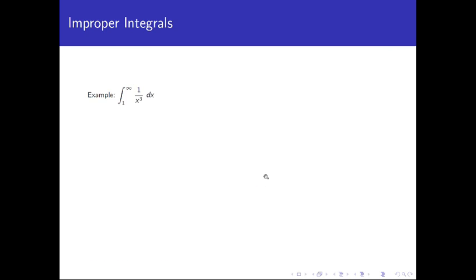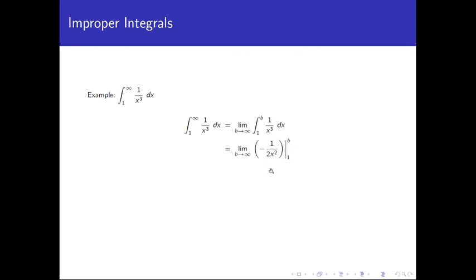So let's see if we have an example of when that happens. Let's look at a similar-looking integral here, except I just changed the power to 3 rather than 1 on the x. Again, here's how we handle it. The improperness in this case is because we have an unbounded interval. So we're going to replace the infinity with some finite number b, and then we're going to take the limit as b goes to infinity. So we're going to evaluate the integral and then take the limit.